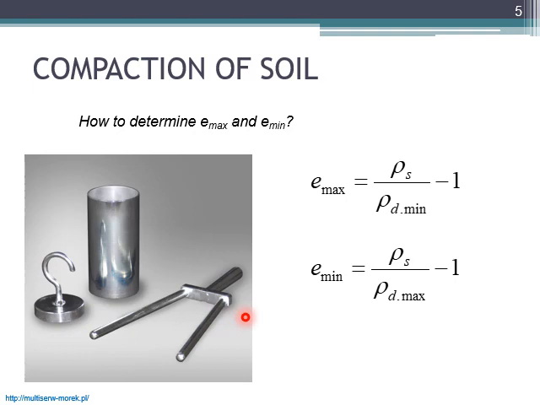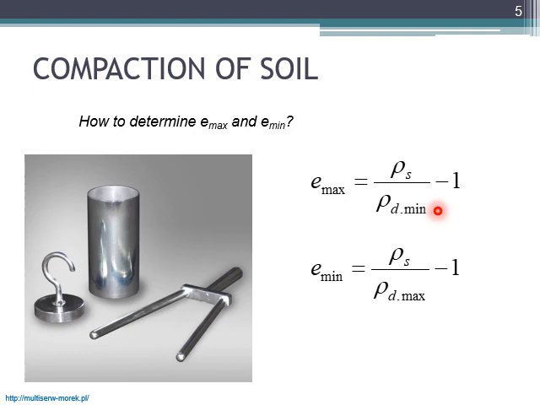To determine the loosest possible state of the soil, so that is referring to the Emax, okay? In the loosest possible state, you can determine the minimum dry density of the soil if you know the water content of the soil and its bulk density in such a state.